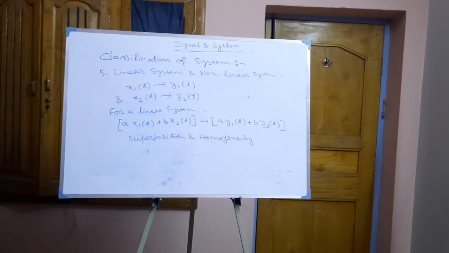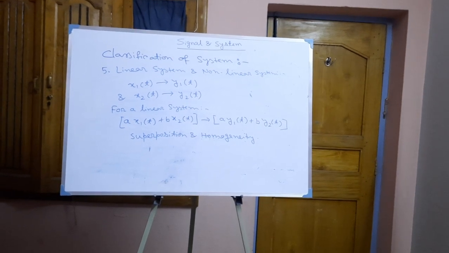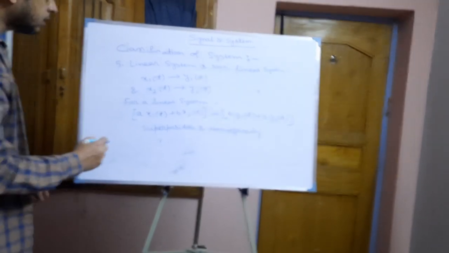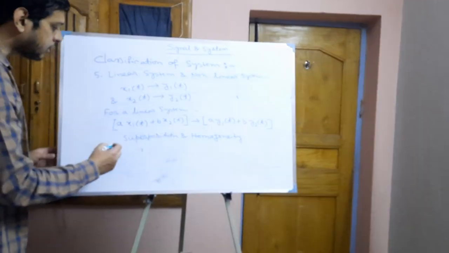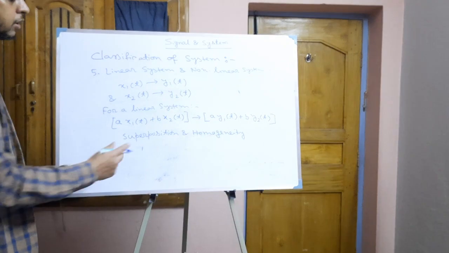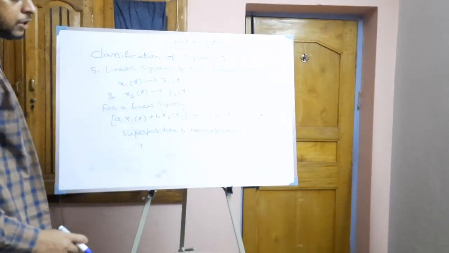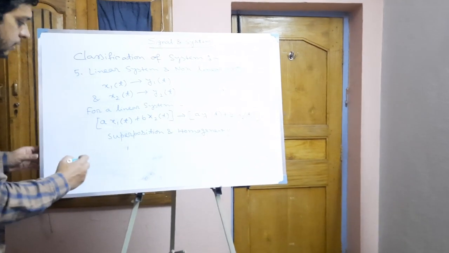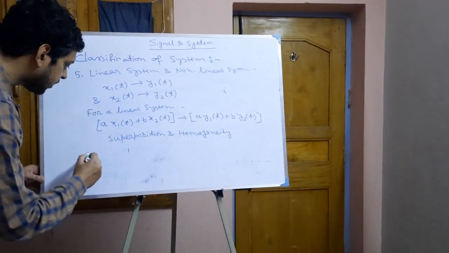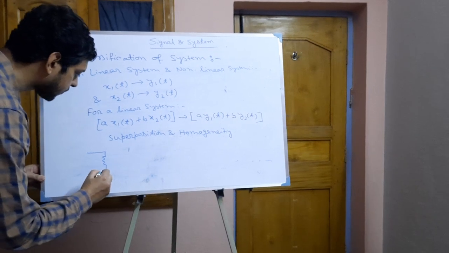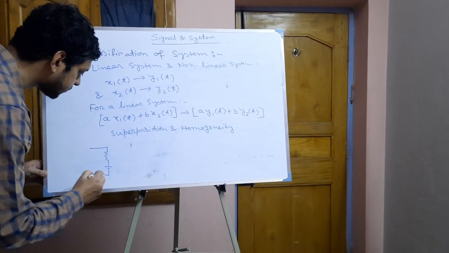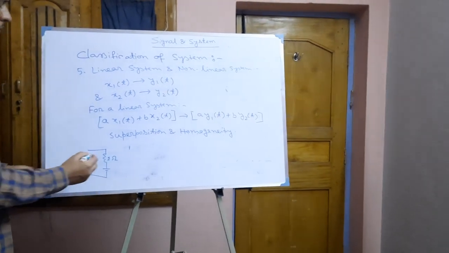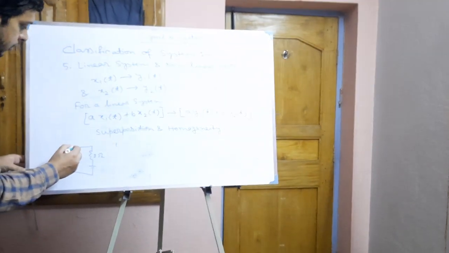Okay, now if in an electrical network there is an independent source or if there is an energy storing element, the system will not be a linear system. Let us explain. Let us take the example of this resistive network.